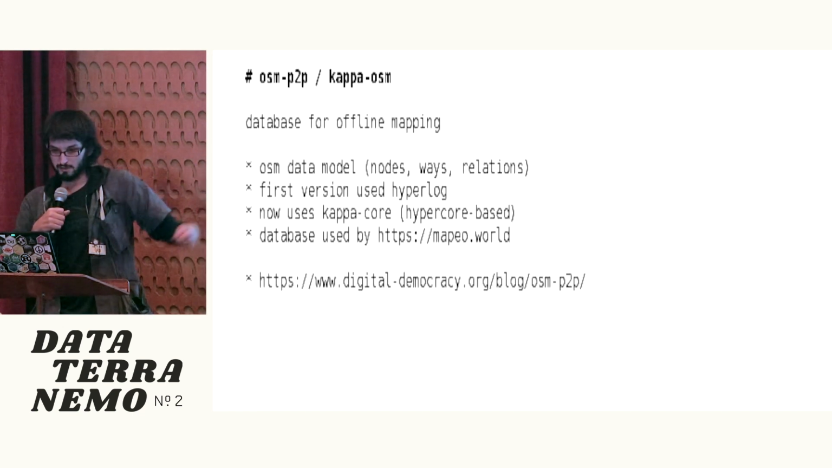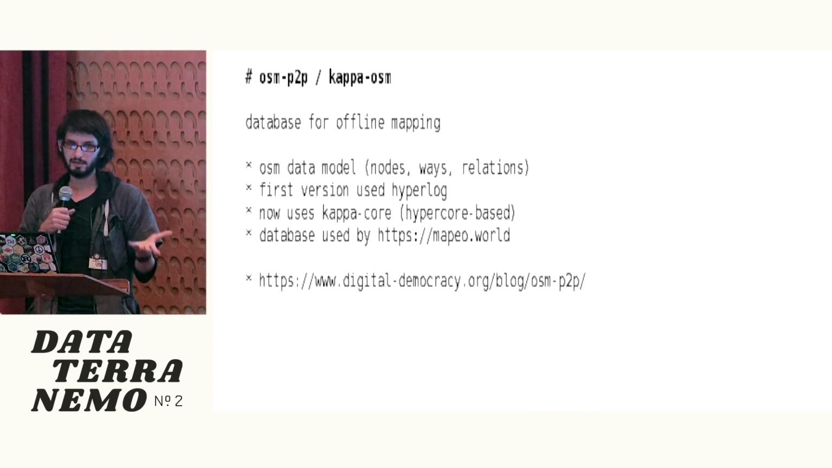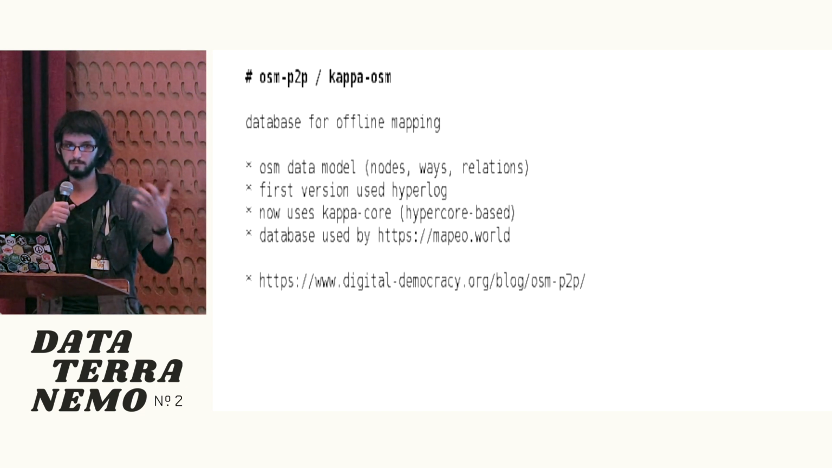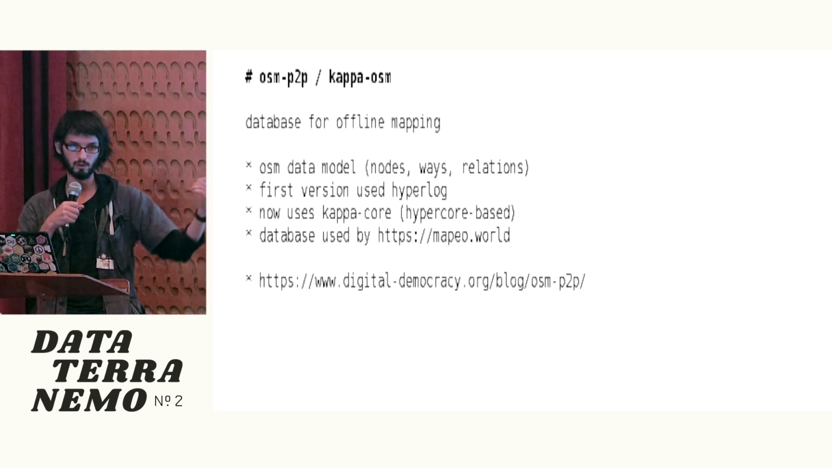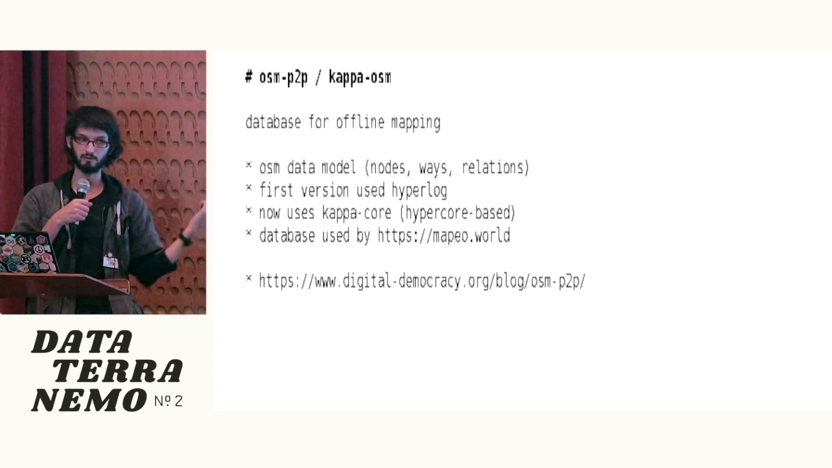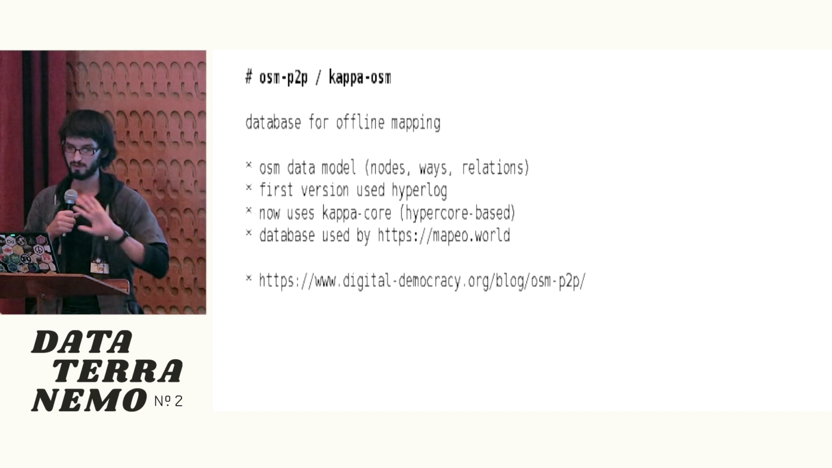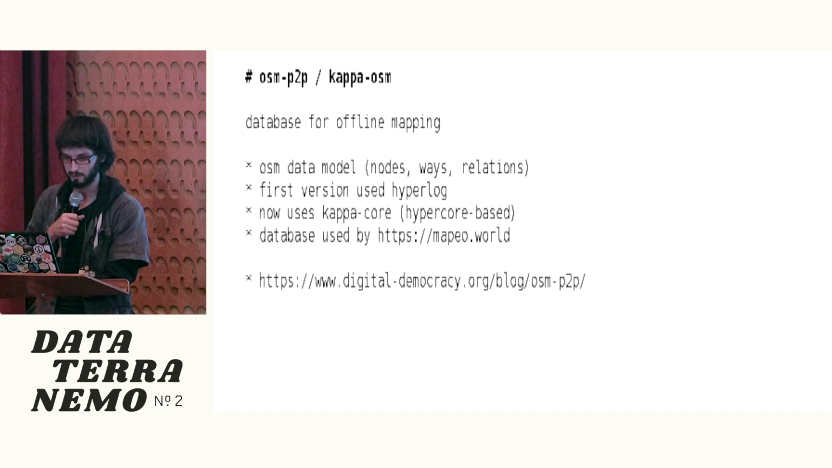It's already been covered today, but OSM P2P and Kappa OSM are the databases behind Mapeo, which is for very offline-centric use cases. This takes the OpenStreetMap data model of nodes, ways, and relations, and puts them into a peer-to-peer database where you can sync with USB drives or with whatever network is available. The first version was on Hyperlog, and now everything is on Hypercore with Kappa Core, which I'll also talk a little bit more about.